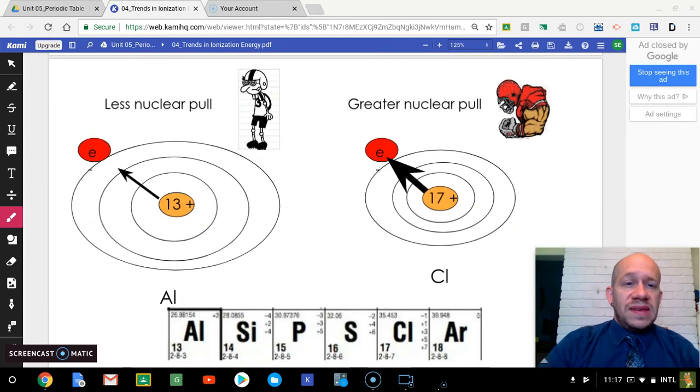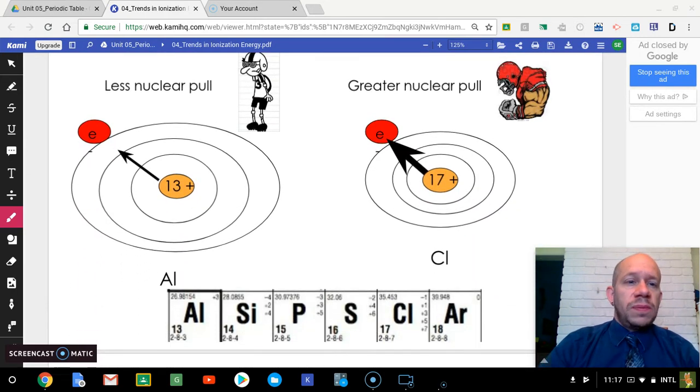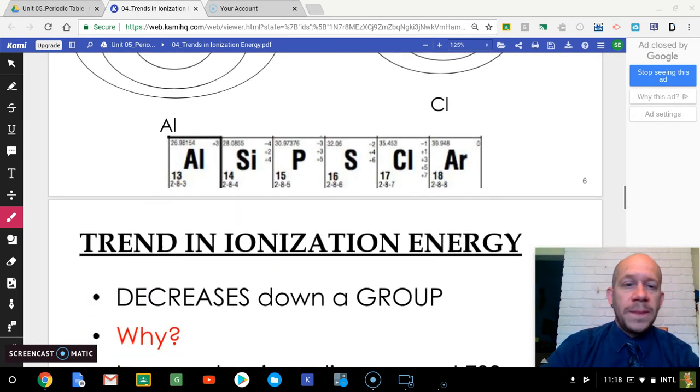If I have less nuclear pull, it's easier to pull those electrons away. So you can think about your small guy. He's got a smaller pull here. So if I want to snatch the ball away, it's much easier. However, I have a lot greater mass, more protons here. I'm a bigger football player holding that ball, so it'll be a lot harder to pull those electrons away.